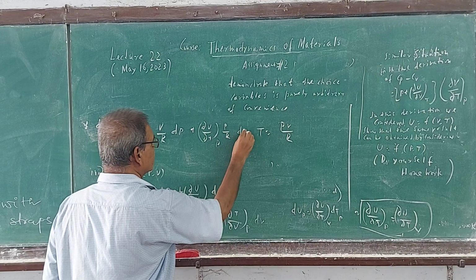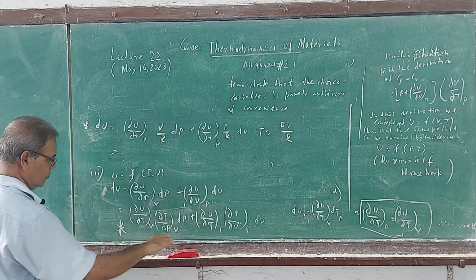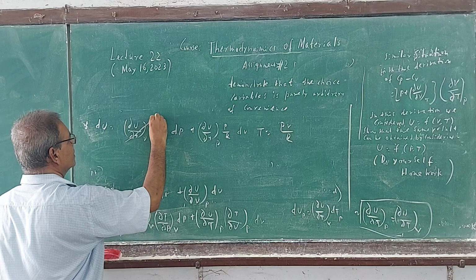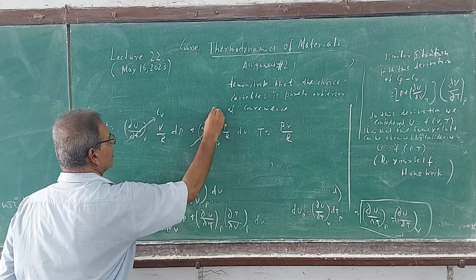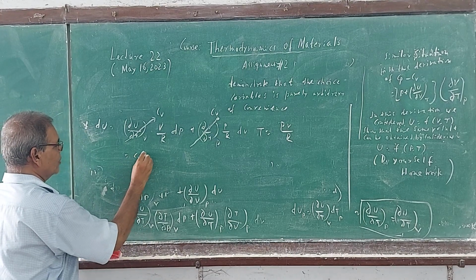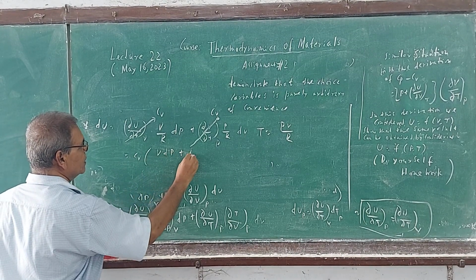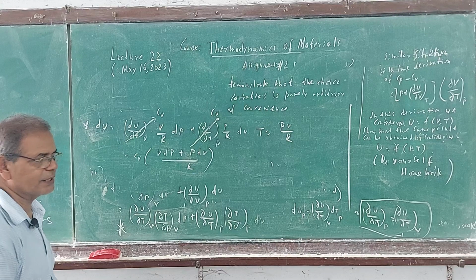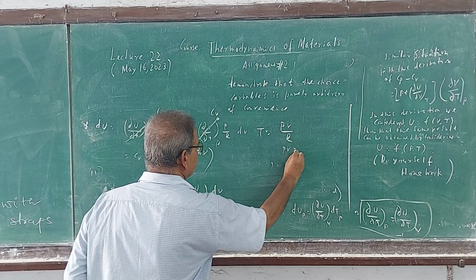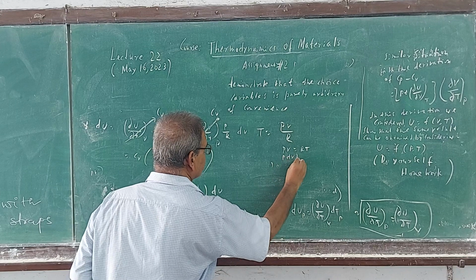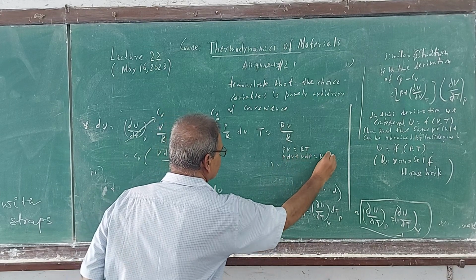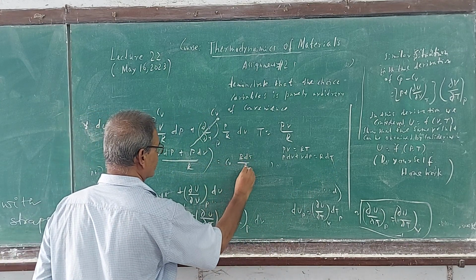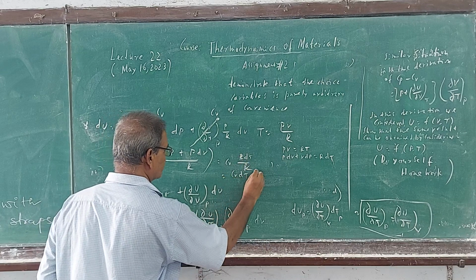Into dV. So what we are getting: this is already known as Cv, and this is also the same for an ideal gas, Cv. So Cv in common, and we get V dP plus P dV by R. P dV plus V dP is R dT, since PV is RT. So Cv R dT by R is Cv dT. Proved.